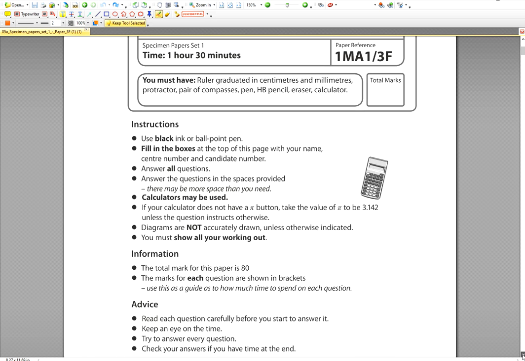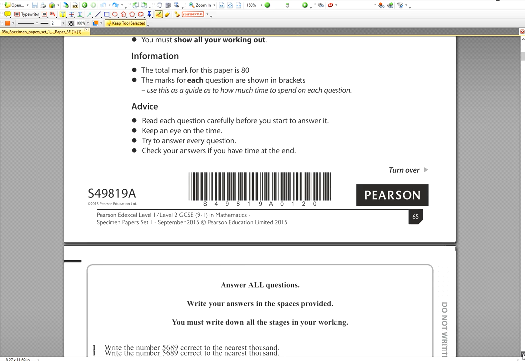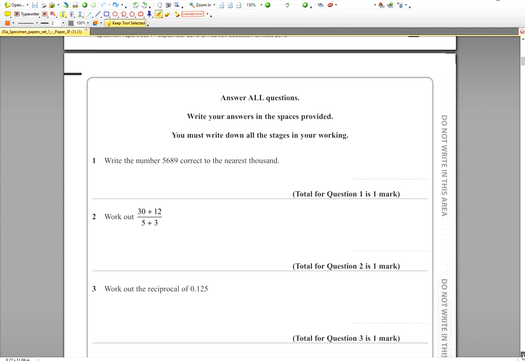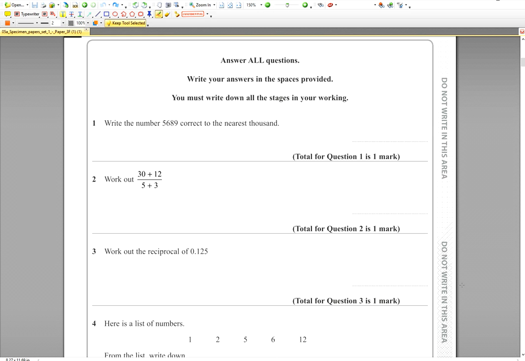This is the calculator paper, so I'll be using my Casio calculator. Let's get cracking without any further delay.